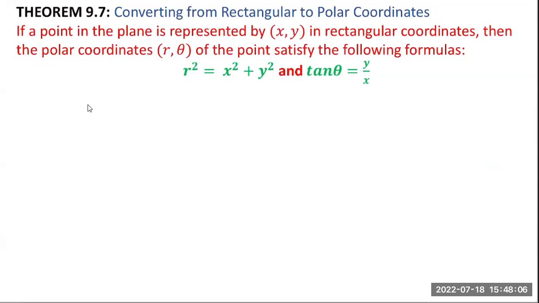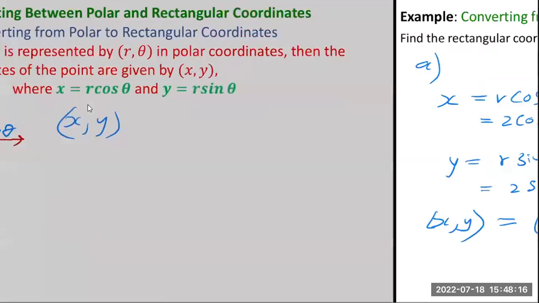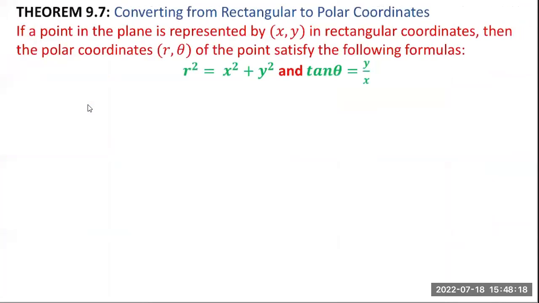Next, the vice versa. How to convert from rectangular to polar. Remember, the previous theorem tells us how to convert from polar to rectangular. This time we are going to convert from rectangular coordinates to polar coordinates. Here is the statement of the theorem.